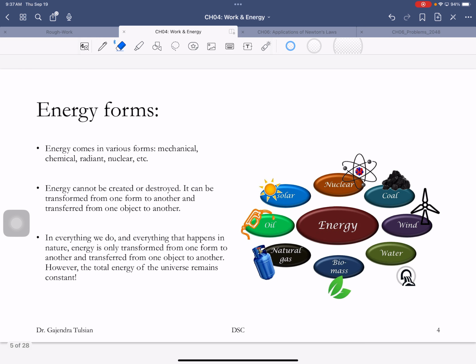All right. So energy comes in various forms: mechanical, chemical, radiant, nuclear energy, etc. It cannot be created or destroyed. It can be transformed from one type to another, meaning chemical energy can be converted to mechanical energy. Heat energy can be converted to mechanical energy. Do you know, does anybody know an example of this? Where this happens?